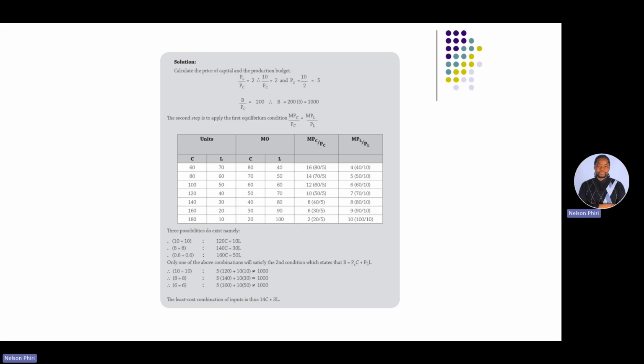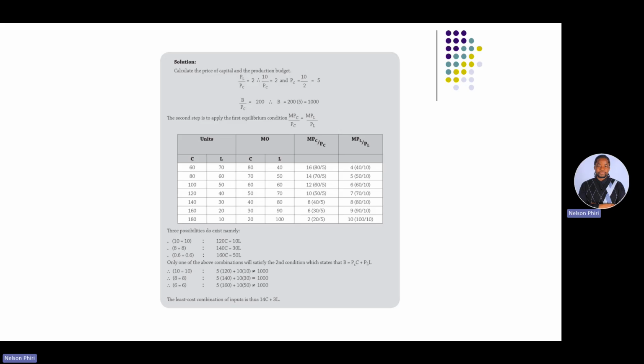Then for 120, it will be 50 divided by 5, which is 10. For 140 units, it will be 40 divided by 5, which gives us 8, etc. If you do the same for your labor, for 70 units of labor, it will be 40 divided by the cost of labor, 10, which gives us 4. Then for 60 units of labor, divided by 10, gives us 5. Then for 50 units of labor, it is 60 divided by 10, which gives us 6.